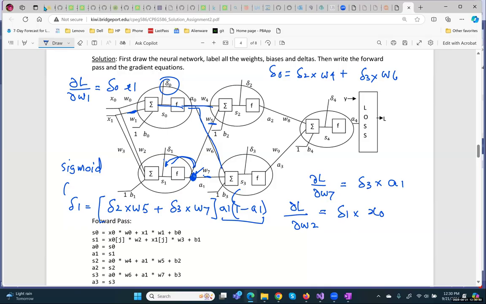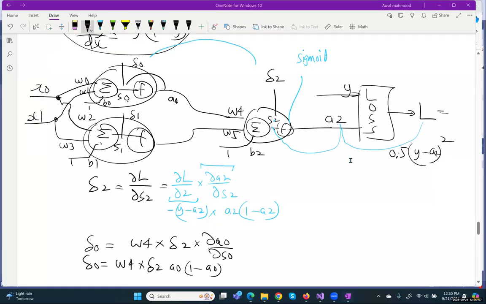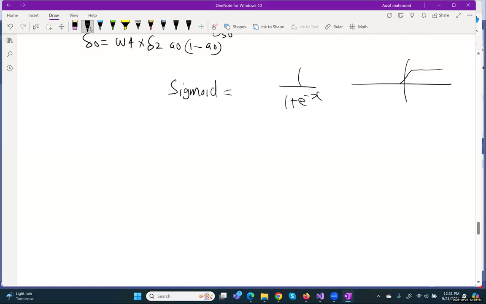Just 1 more minute, then I'll stop. Now you will get your second assignment, where you'll be programming the 3 neuron and 5 neuron networks and seeing how they work. Just like we discussed, sigmoid is one of the activation functions, 1 over 1 plus e to the minus x, and it passes through 0.5. It constrains the output between 0 and 1.